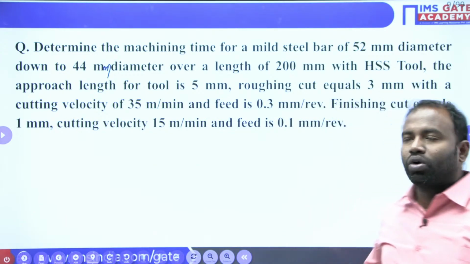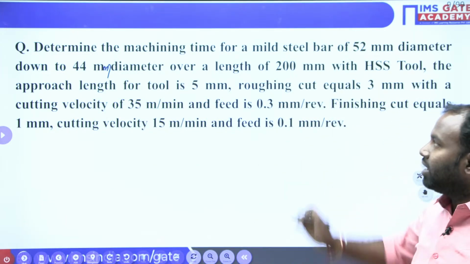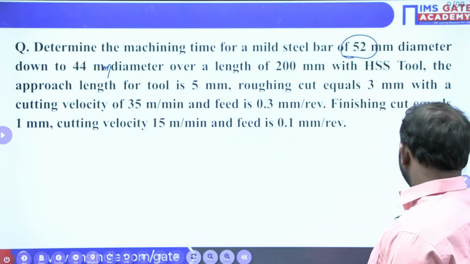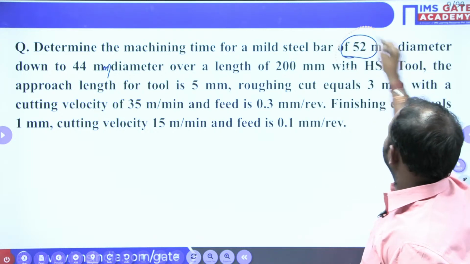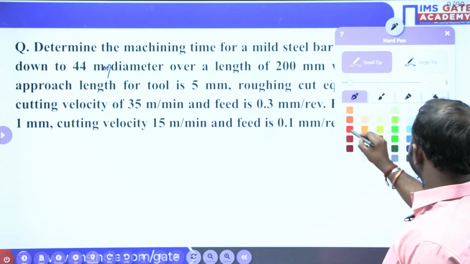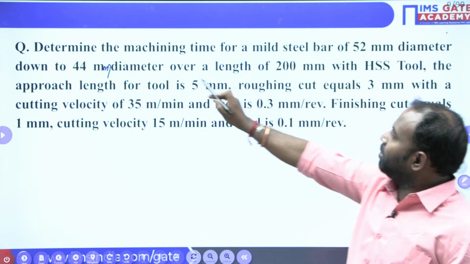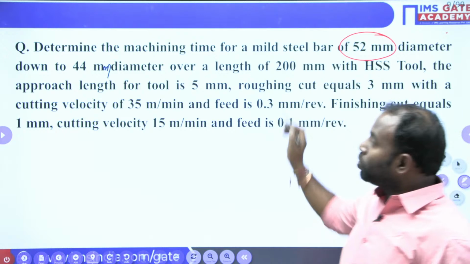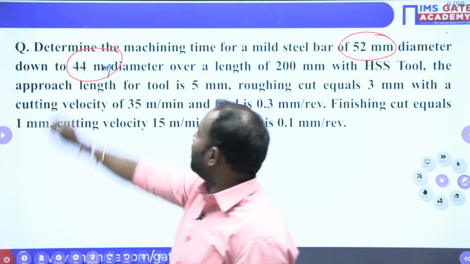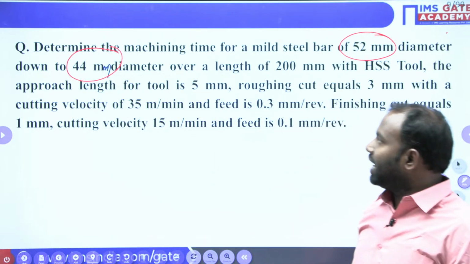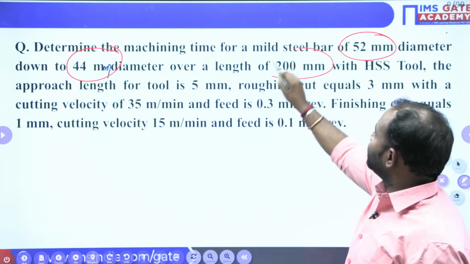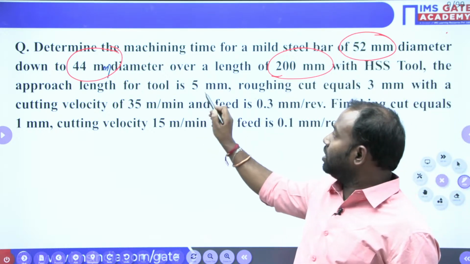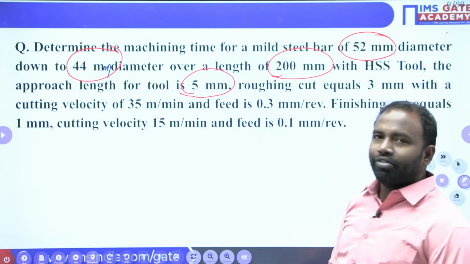Okay. Now have a look at this question, guys, read carefully once and twice. Determine the machining time for a mild steel bar of initial diameter 52 mm to a final diameter of 44 mm over a length of 200 mm. The length of the job is 200 mm. Next, with an HSS tool, the approach length of tool travel is 5 mm. The approach length is given as 5 mm.